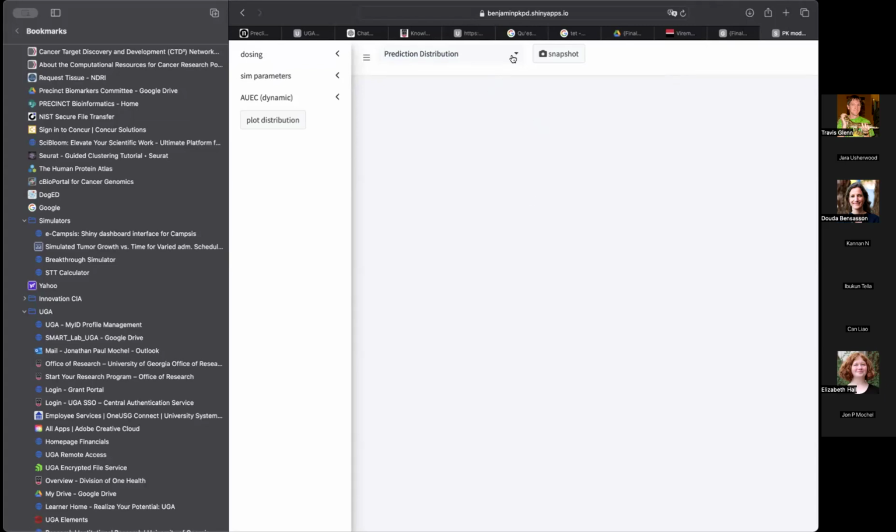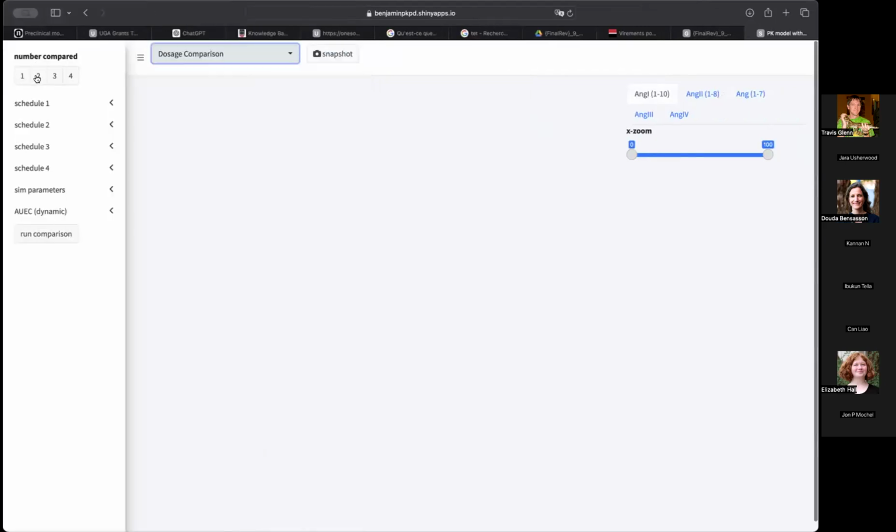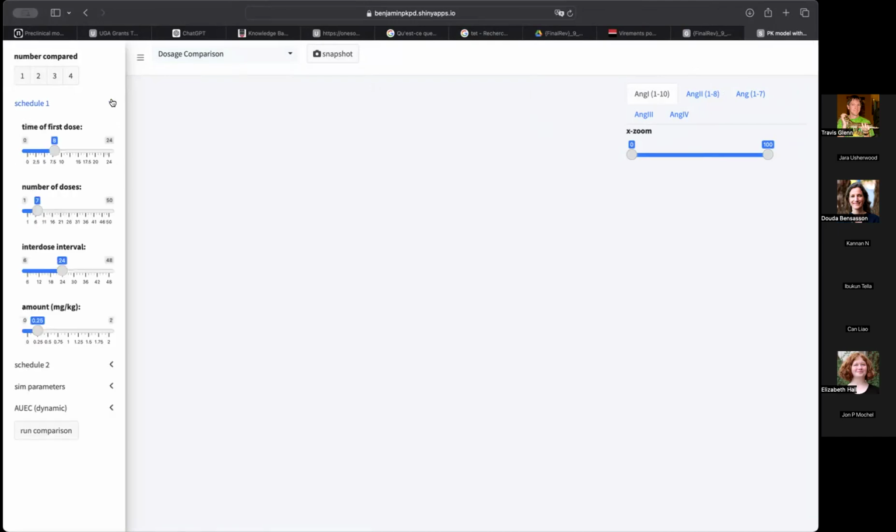And so if you look here, you have different tabs, and one of these tabs is the dosage comparison. If you look here, you can compare up to 4 different dosing schedules. I'm going to select maybe just 2. The first one would be the currently labeled dose of this drug, which is 0.25 mg per kg just once a day.